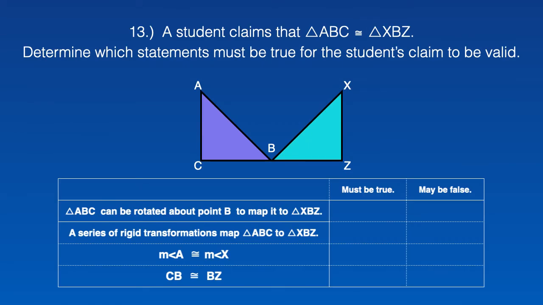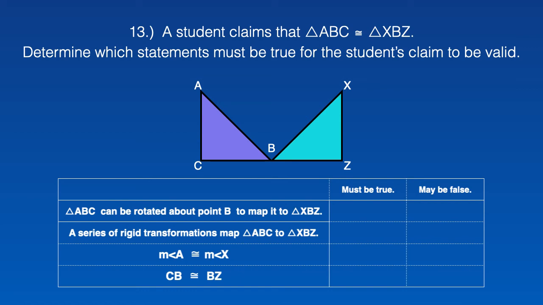Question number 13. You're going to have a couple questions like this that have several parts, several questions inside of that one question. In question number 13, it says a student claims that triangle ABC is congruent to triangle XBZ. Determine which statements must be true for the student's claims to be valid. So let's look at our first possibility here. The first answer choice says triangle ABC can be rotated about point B to map it to triangle XBZ.